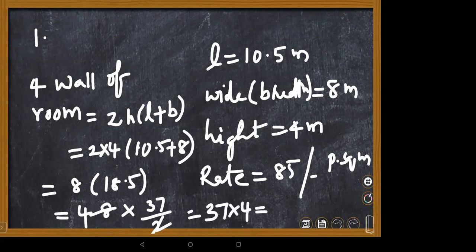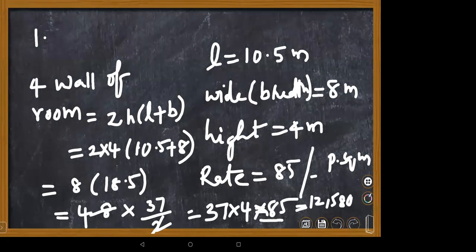Ma'am, we can keep it as it is, and whatever value will come, it will be in square meter, and it is 85 rupees per square meter. So here only we can multiply by 85. Okay, that is also correct. 85. Ma'am, then it will come 12,580.